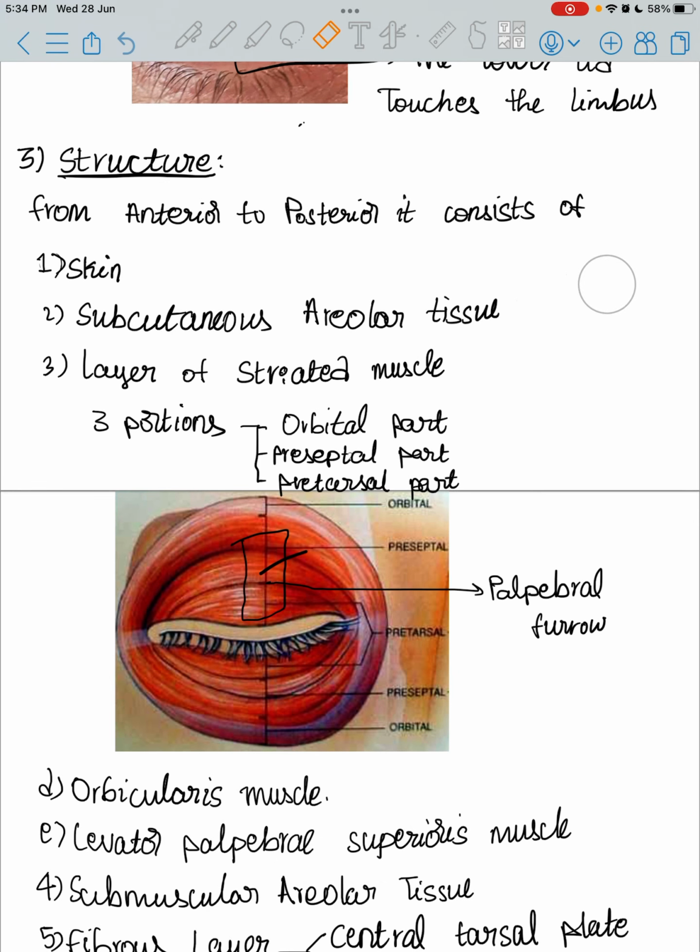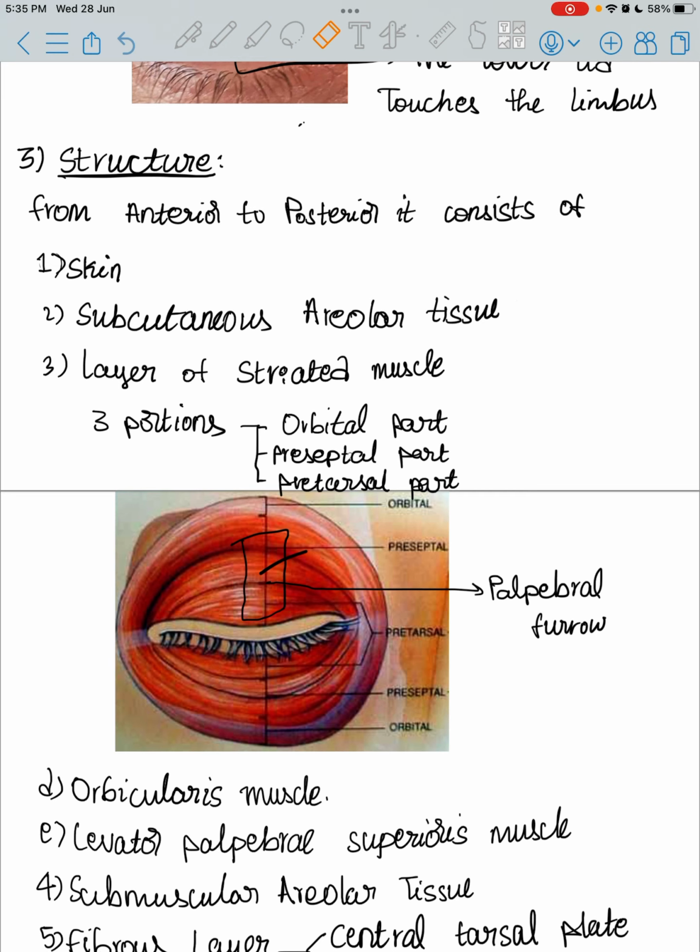Let us discuss this in detail. Skin is elastic, having a fine texture, and is the thinnest in the body. The skin upon the eyelid is the thinnest and elastic. And the second layer is the subcutaneous areolar tissue. It is a loose connective tissue containing no fat. It is readily distended by edema or blood.